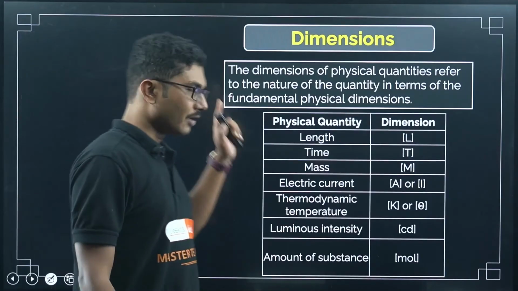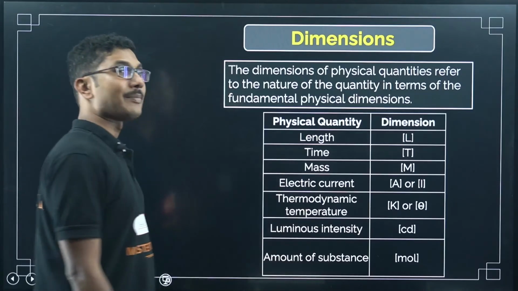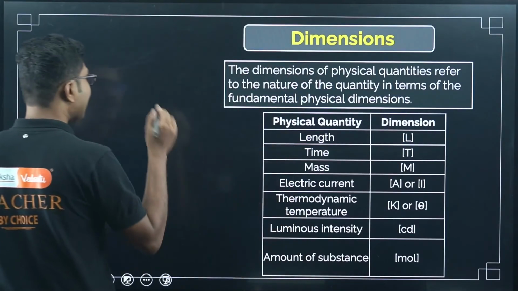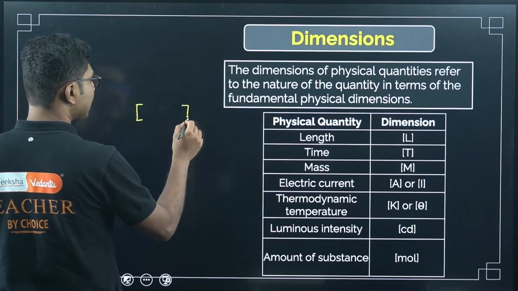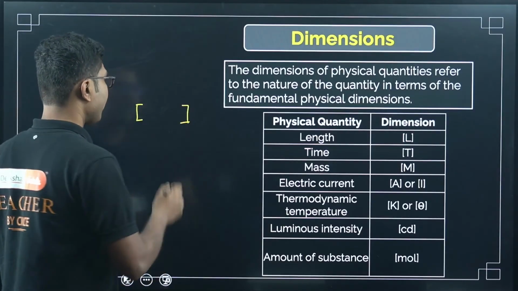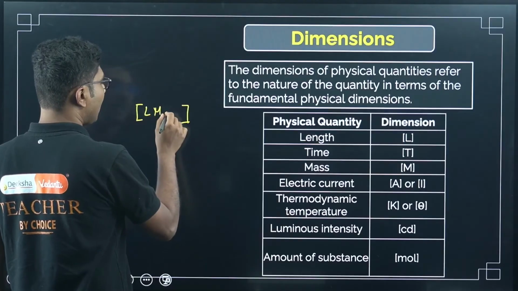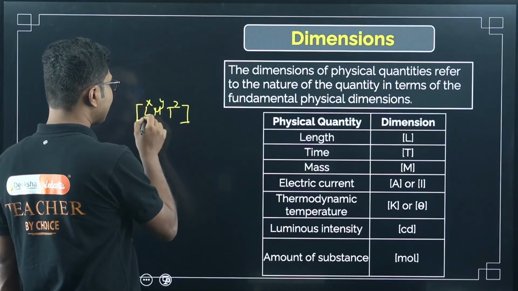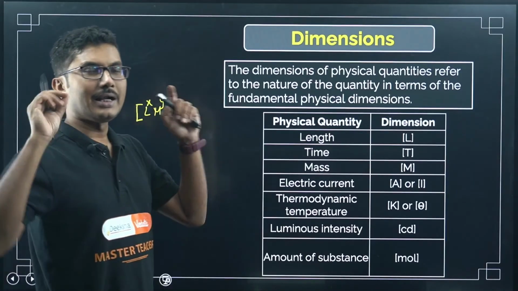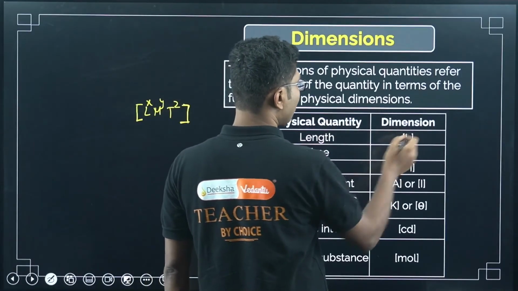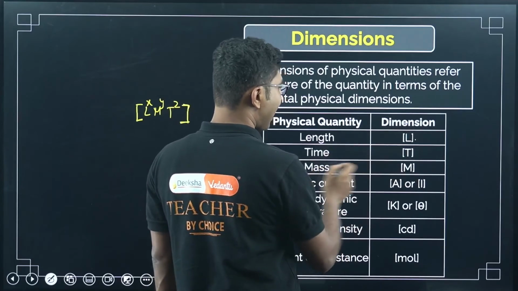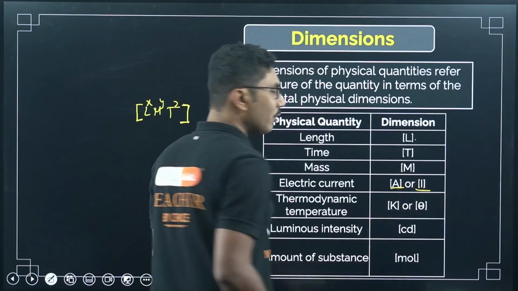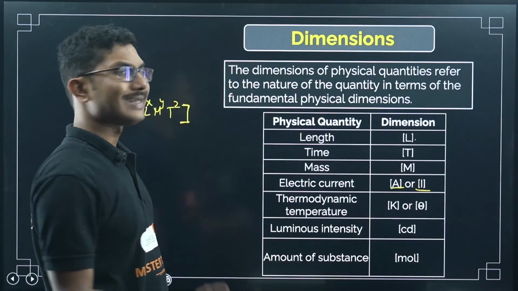Now there are 7 fundamental quantities. What is the dimension of these 7 fundamental quantities? Length is represented using this third bracket, L. Whenever we write a dimensional formula, it is always represented using this third bracket, which is very important. Whatever you are writing, L, M, T, with some powers x, y, z, you will always write in terms of third bracket. Third bracket represents the dimensional formula. So length dimensional formula is L, time is T, mass is M. Electric current can be represented using A or I, but most commonly in all the books they use capital A only.